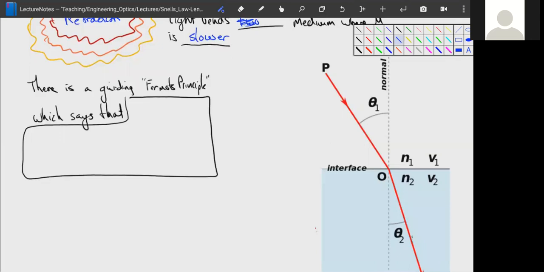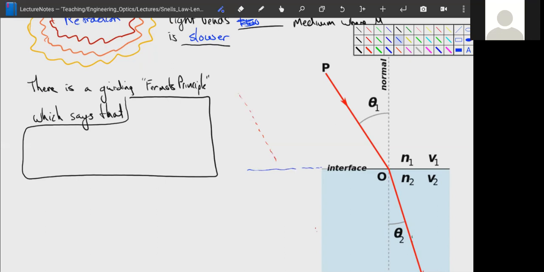So let's extend this interface over here to the side, and let's draw a little car. Let's draw the path of the car going like this. The path of the car is coming like this, and the car has a finite width. And the fact is that photons have a finite width too. The larger the wavelength, the bigger the effective size of the photon is. So here's our car. Let's redraw it.